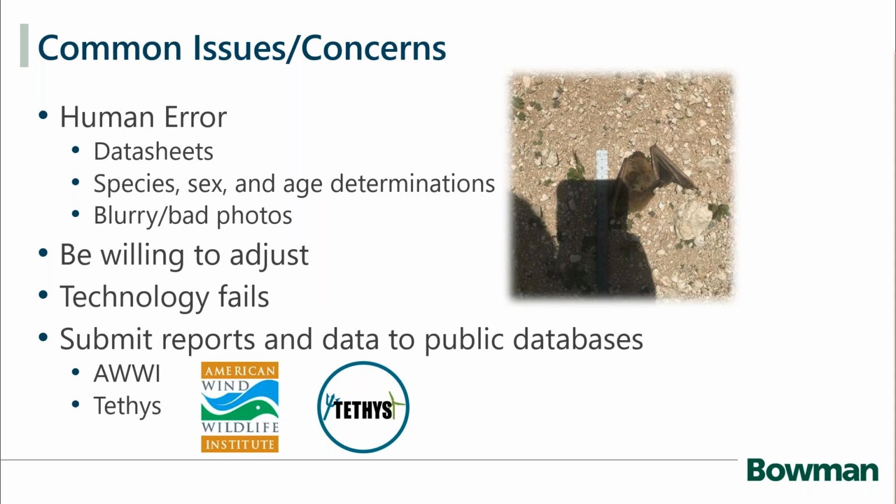I want to say too that you should be flexible during your study and willing to adjust if necessary. Just as one example, if your searcher efficiency rates are low, you might want to retrain your crew or ask them to slow down their efforts. Another problem is with technology. It fails in the field, and sometimes there's nothing you can do about it. As an example, I've had compasses that stop working when I'm close to a turbine tower, so getting an azimuth is a problem.